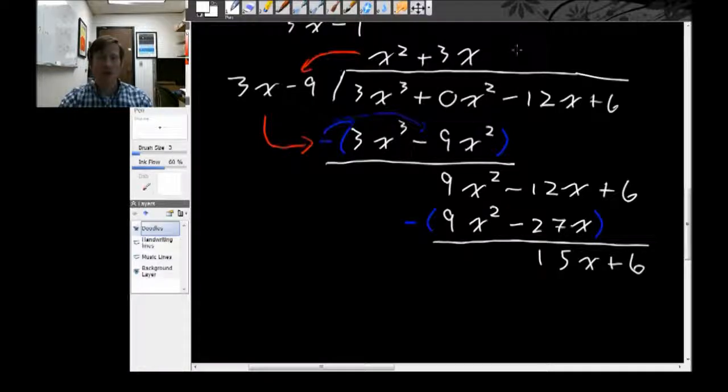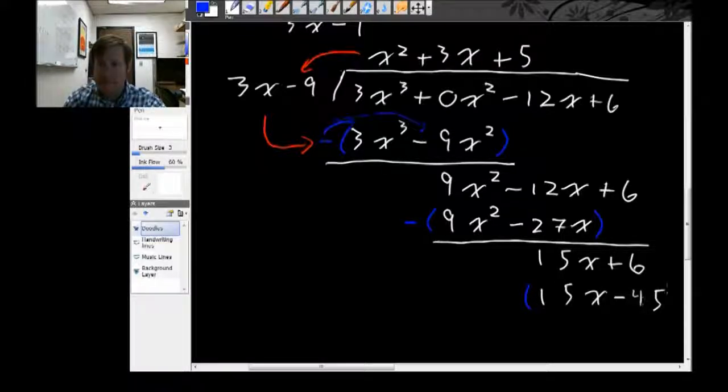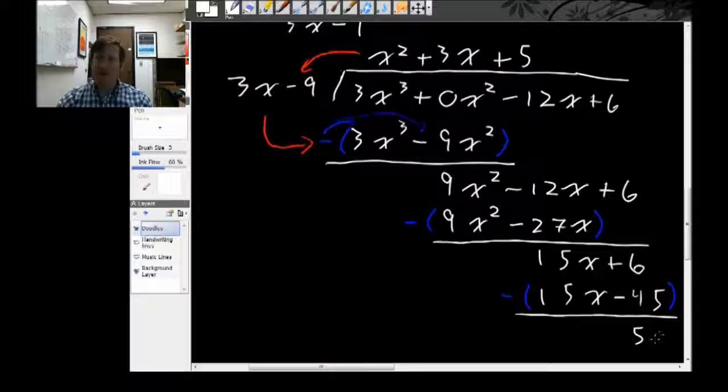What times 3x is 15x? That's going to be 5, so plus 5. 5 times 3x is 15x, and 5 times negative 9 is negative 45. And then subtract that. Again, the x's cancel, and then 6 plus 45, that's going to be 51.